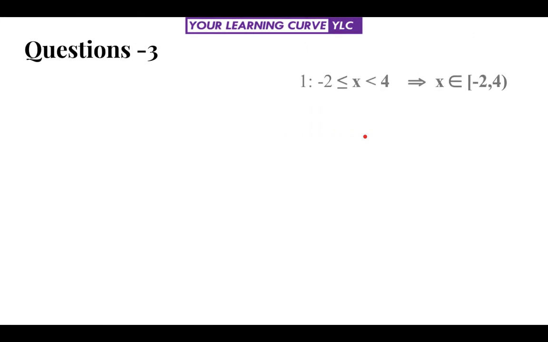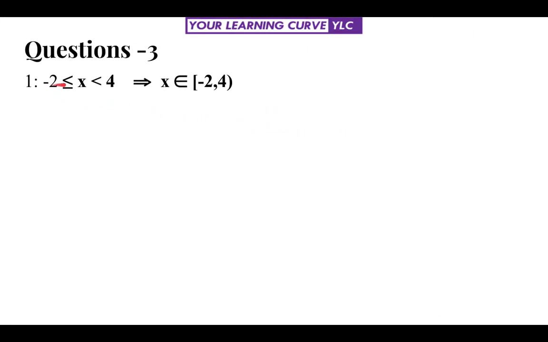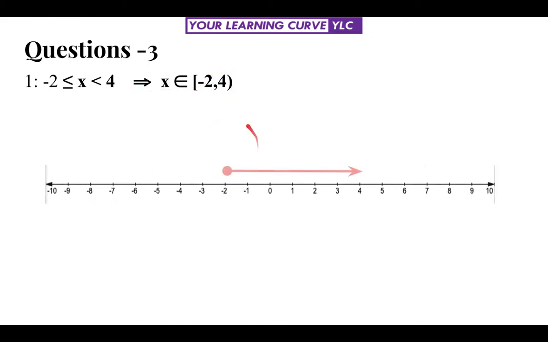Now let's see one more example. If minus 2 is less than or equal to x is less than 4, then what? The interval is still the same, minus 2 to 4, but now we have to include minus 2. So we put a square bracket. Exclude 4, we put an open bracket. On the number line, we draw the interval minus 2 to 4. Since minus 2 is to be included in the interval, we put a filled circle. 4 is to be excluded, we put an arrow.